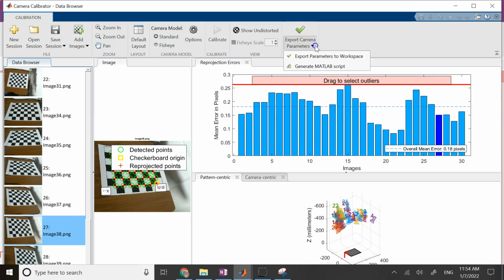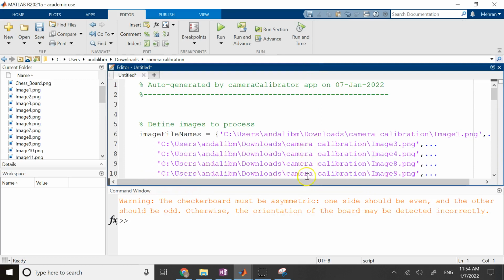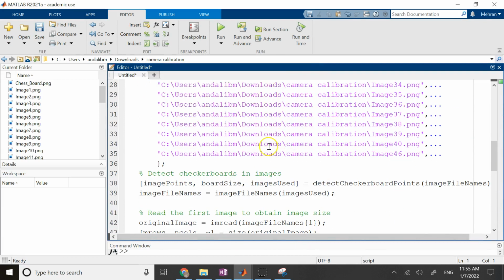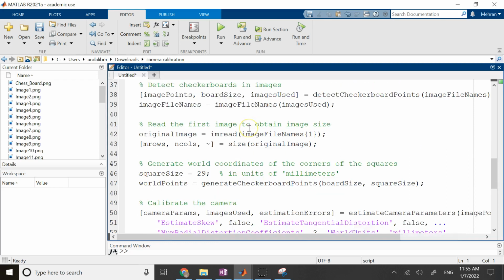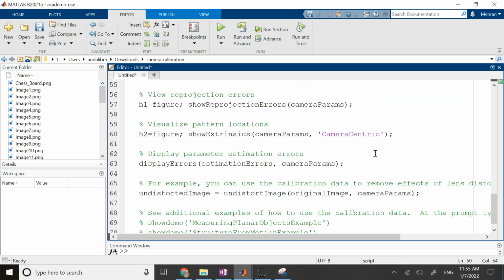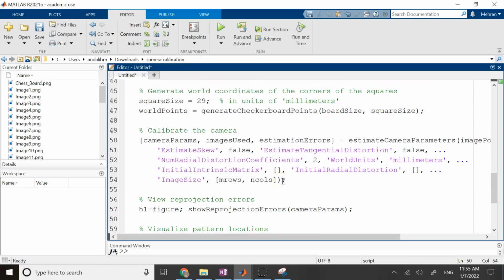Now you can export your camera parameters, or generate a MATLAB script that basically shows you how to do it using MATLAB code. Here you see all of the images are read from my download folder, and then they are all read in, correct? And then I run these built-in functions like estimate camera parameters and so on and so forth, right? Display everything. So if you really want to know how MATLAB is doing it, you have to see inside this function. This is the main function here.